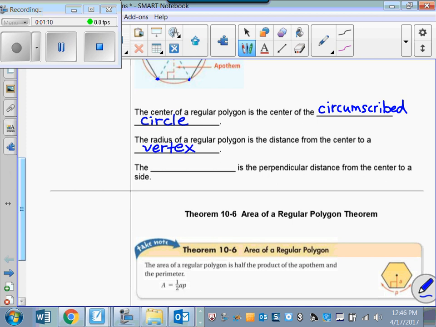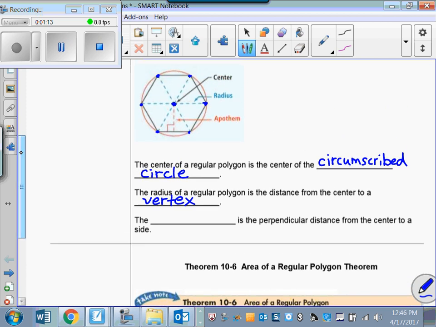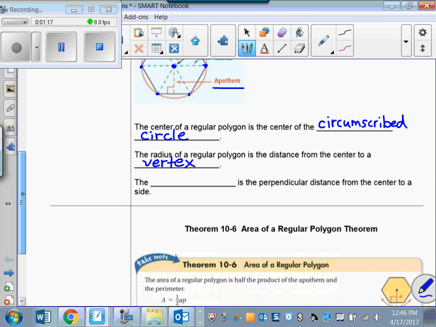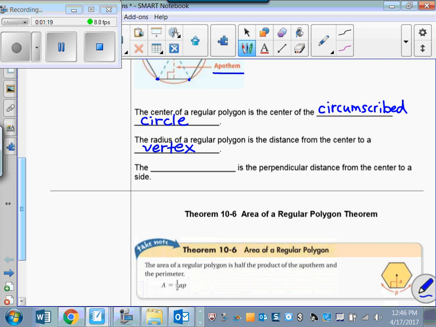And the radius of the polygon is the distance from the center to any one of the vertices. Okay, we have this other thing here, it's called the apothem. The apothem is the perpendicular distance from the center to a side, any side. Go from the center perpendicular to any side, and that is the apothem.